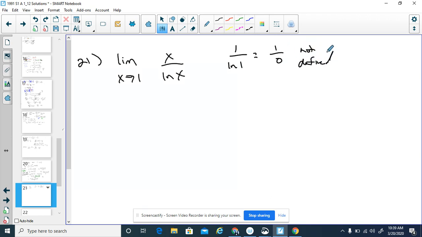So now that means the limit does not exist. So you know for a fact that the limit is not going to exist. And if that's a choice, then rock and roll, go get them. Pick it.